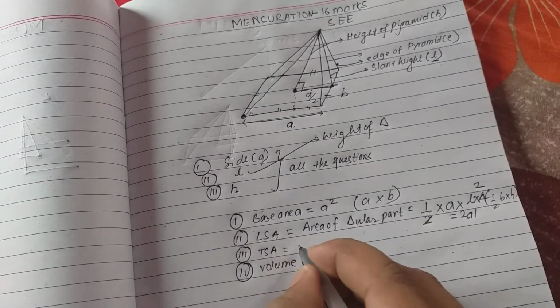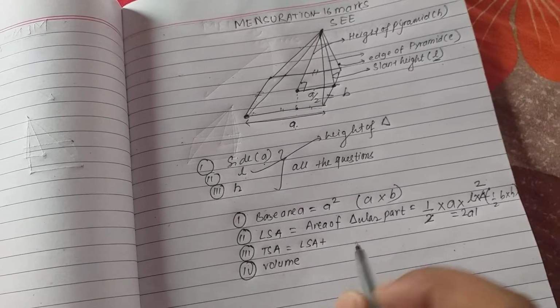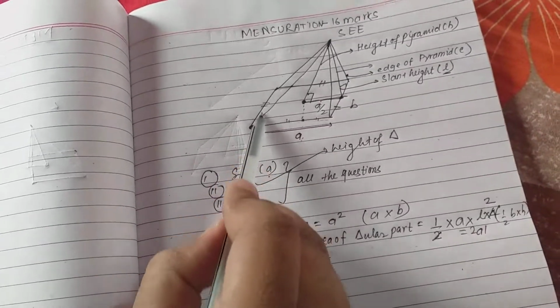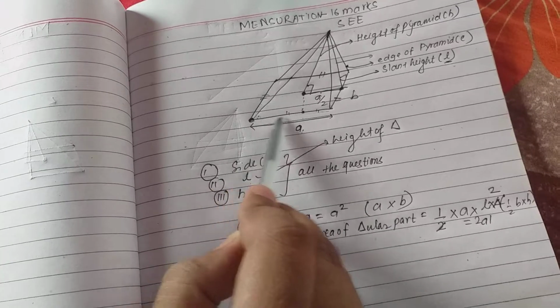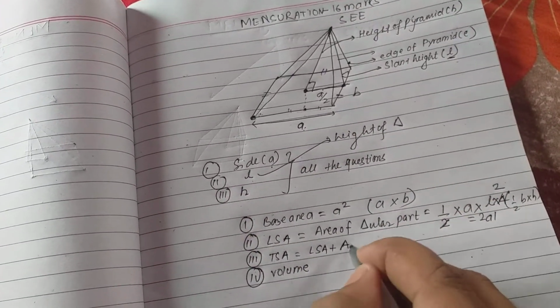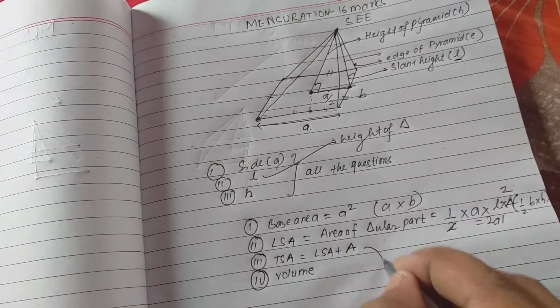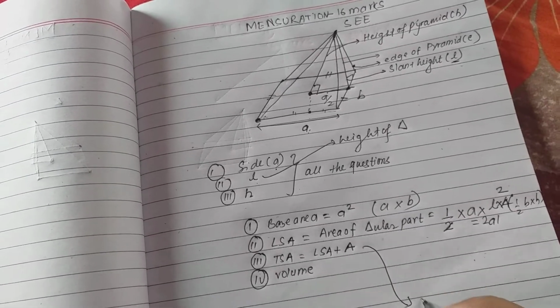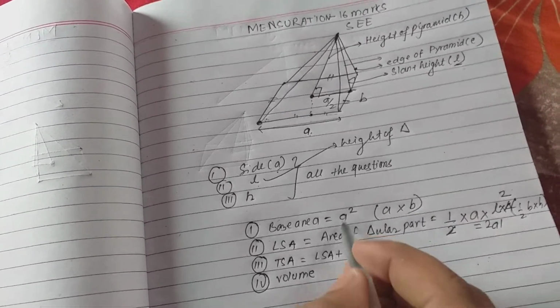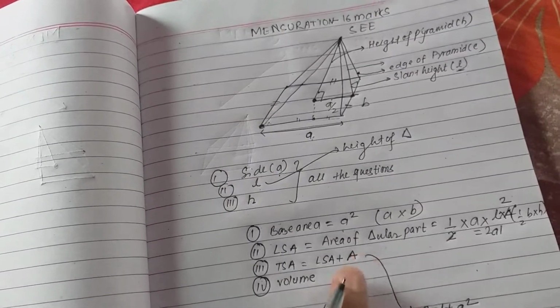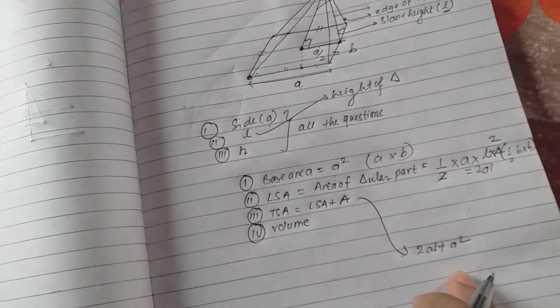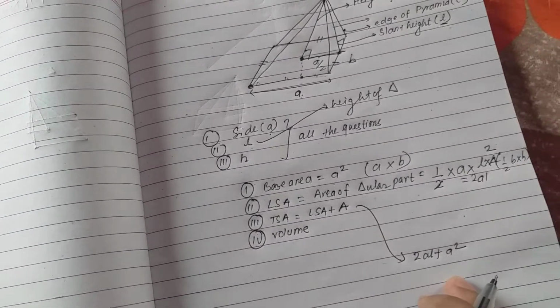TSA means LSA plus the number of base areas. How many bases are here? Only one base. So TSA is LSA plus the base area. Are you getting it? So what is LSA? This is 2AL. And what is the base area? That is A square. So 2AL plus A square must be the TSA of the pyramid.